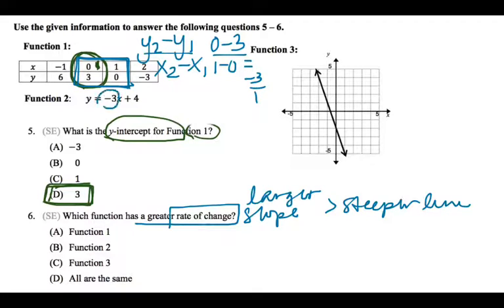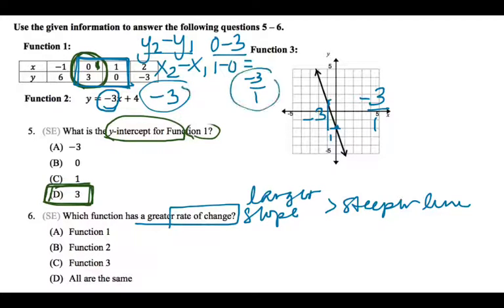Function 2, my slope is -3, which is equivalent. Okay, and this graph, if I find 2 points, I go down 3, I go to the right 1, so my slope of function 3 is -3 over 1. And if you notice, all 3 are the same. My answer is D.